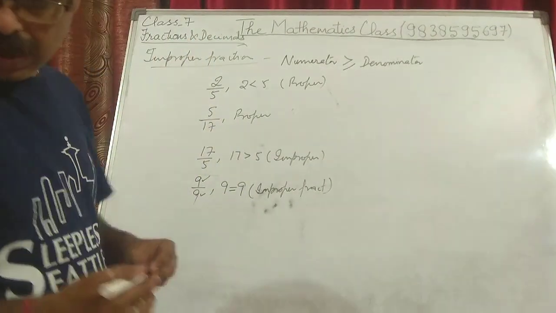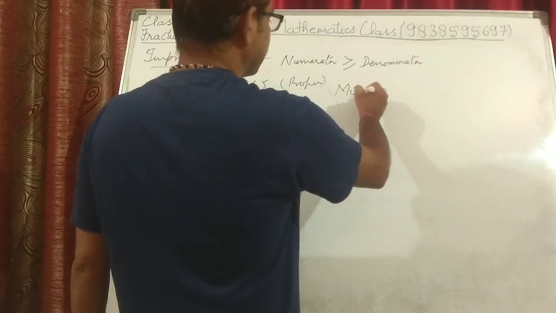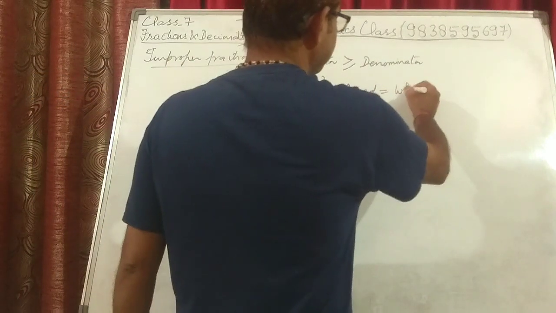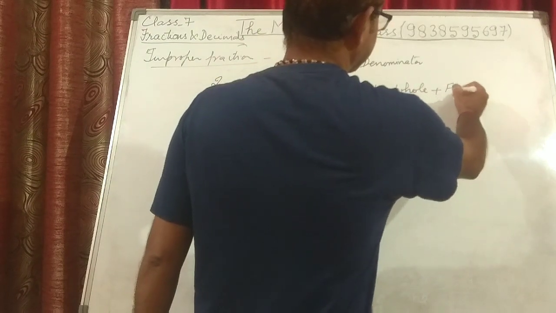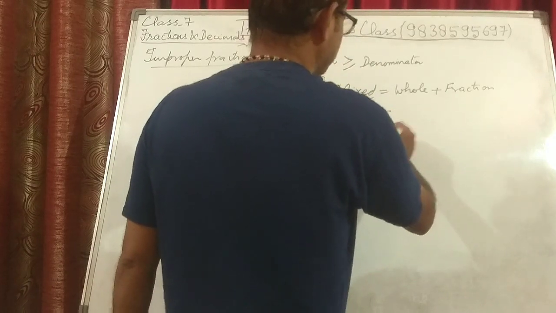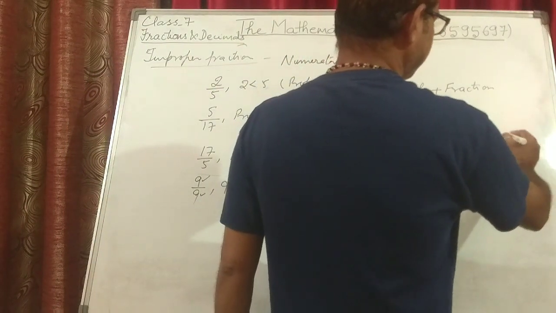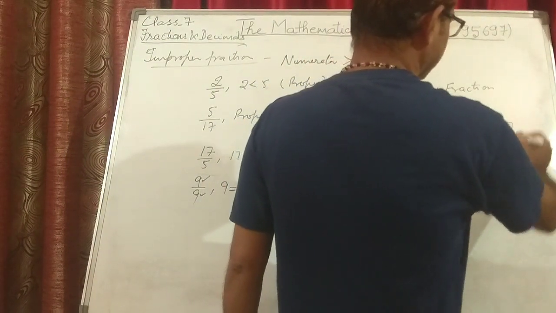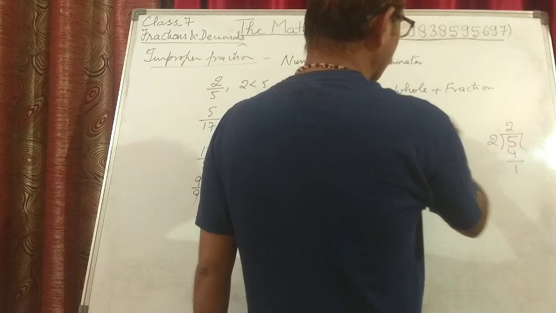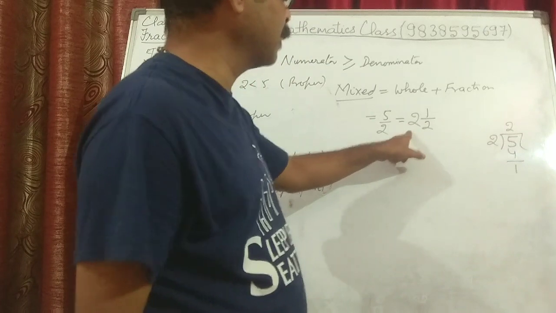Now next is about mixed fractions. Next type of fractions are mixed fractions. Mixed fraction means a fraction which contains a whole number and a fraction. Suppose I say 5 upon 2. It means you will divide 5 by 2. 5 divided by 2, 2 2s are 4, 1 remainder. So it can be written as 2 whole 1 upon 2. Quotient 2 is the whole number, 1 upon 2.